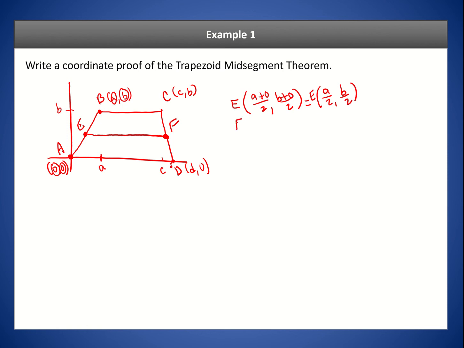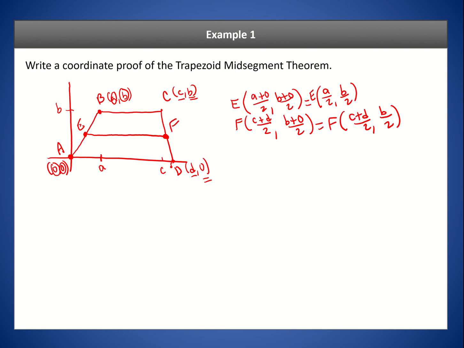Let's do the coordinates of F. It's going to be the average of the x coordinates there, C and D. So you got to do C plus D divided by 2. And then the average of these coordinates, so B plus 0 divided by 2. And C plus D is just going to be C plus D. There's nothing you can do with that. Over 2. B plus 0, however, is B. Okay, so those are my coordinates of E and F.